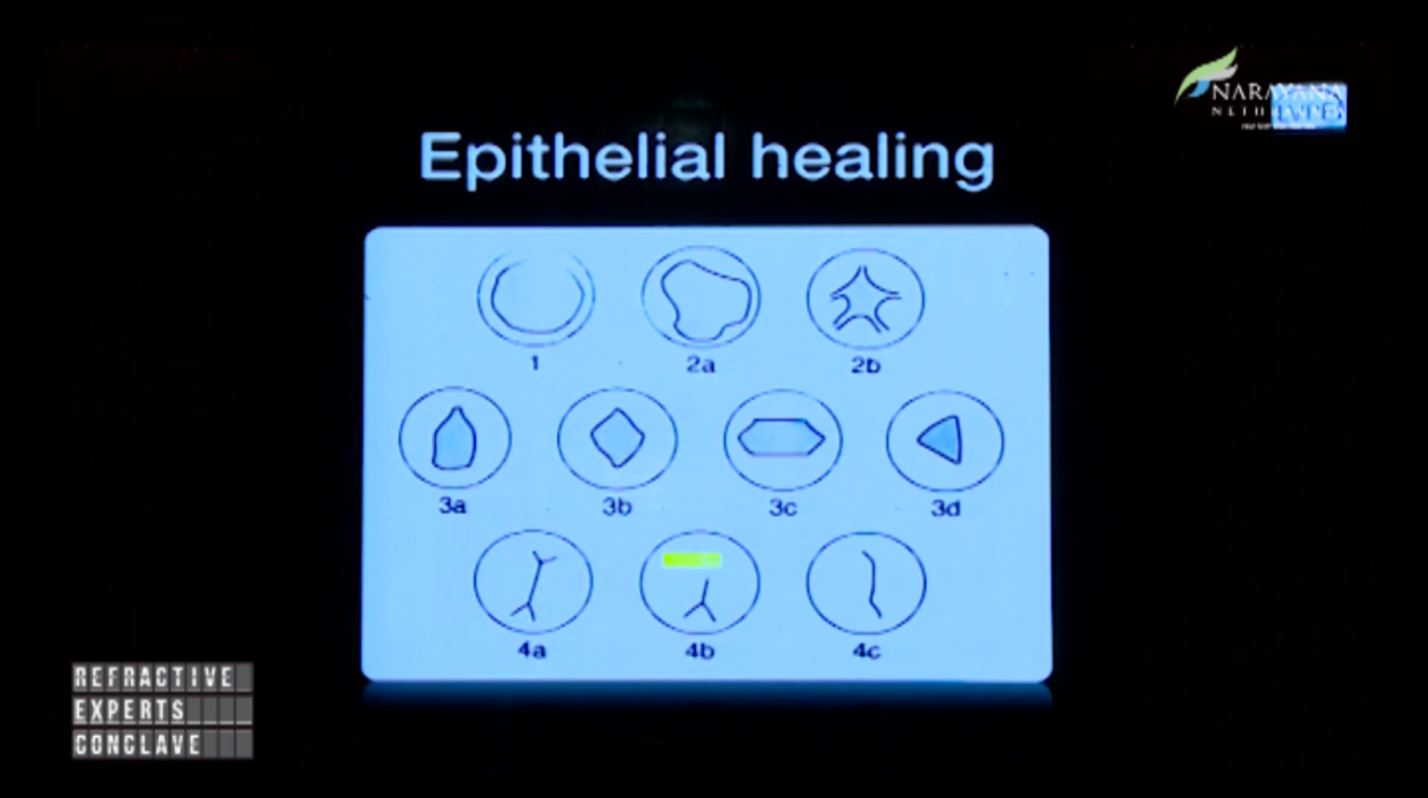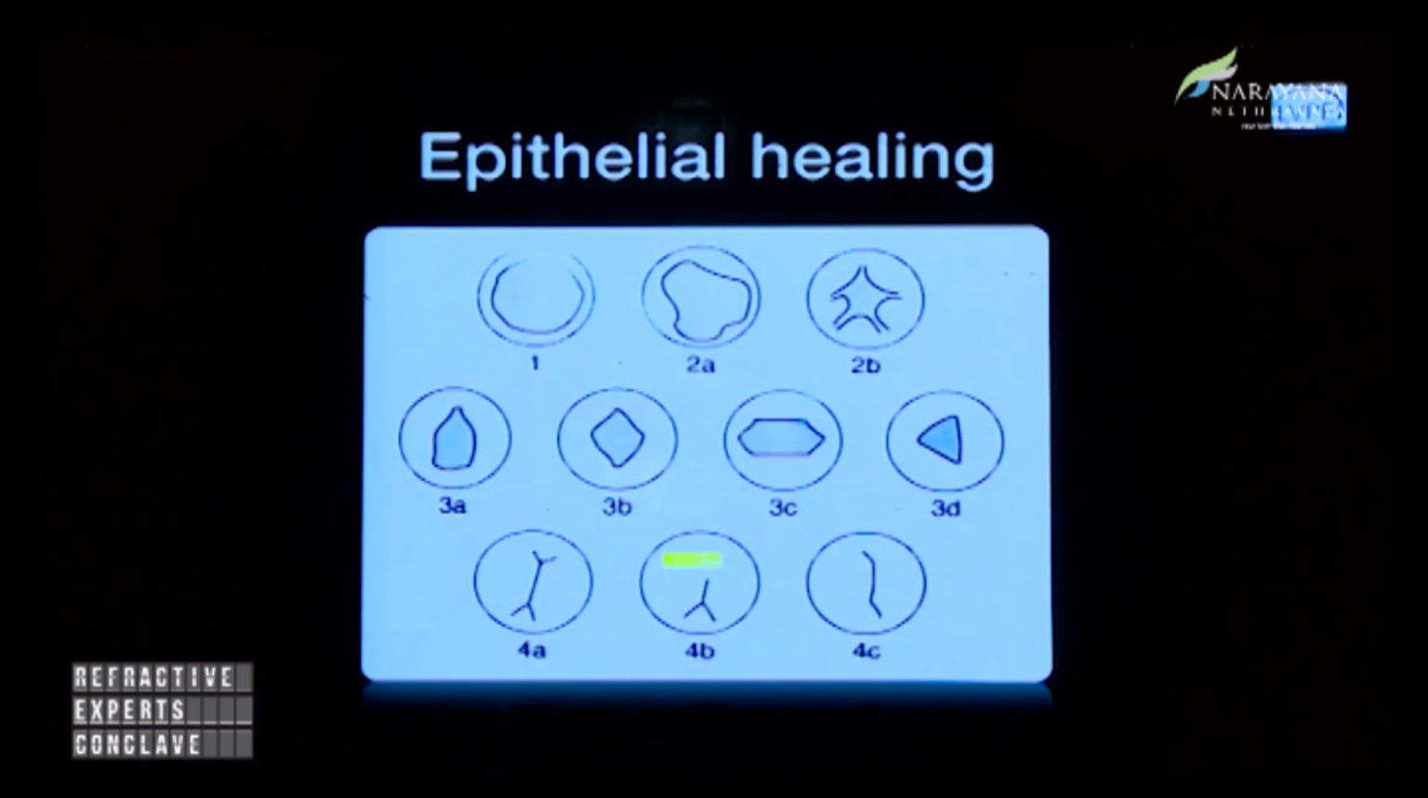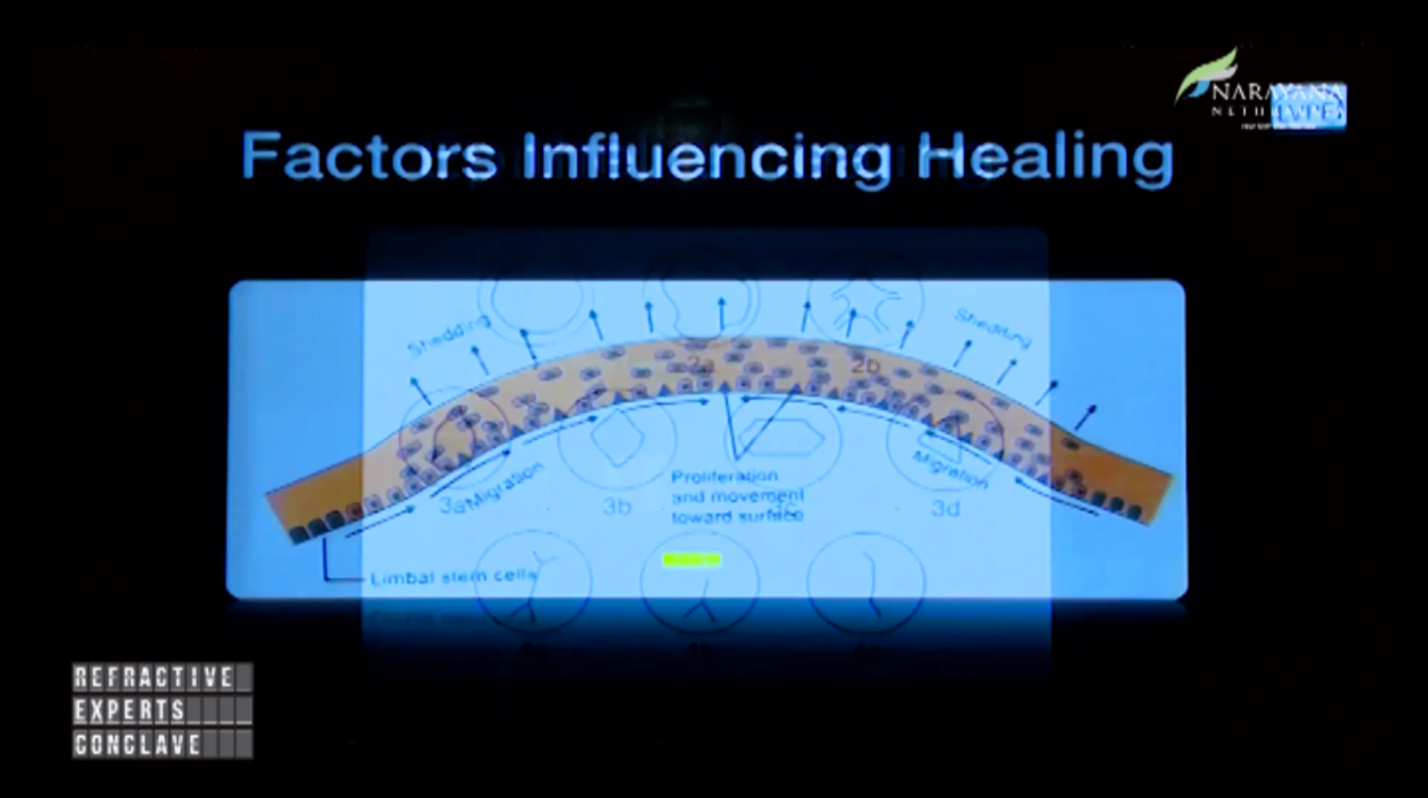You also have numerous healing patterns of epithelial defects, which will again be interesting to see when you're doing PRKs. Most epithelium tends to heal and seal off in the center. And that is the reason why once the epithelium closes down, most patients complain of poor visual acuity on the third or the fourth day, because that's when the ridge happens in the center of the cornea.